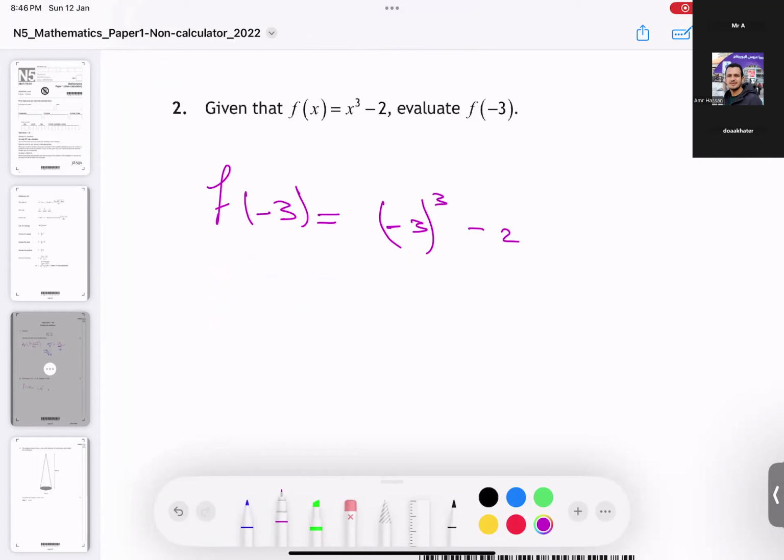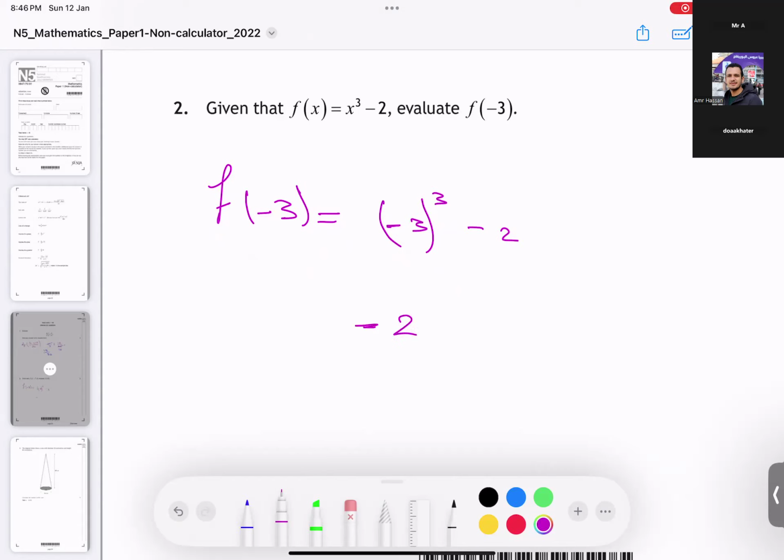So this one is -3 times itself 3 times, so it'd end up with -27. Let me write it. -27 minus 2, which is going to be -29, right? Yeah.